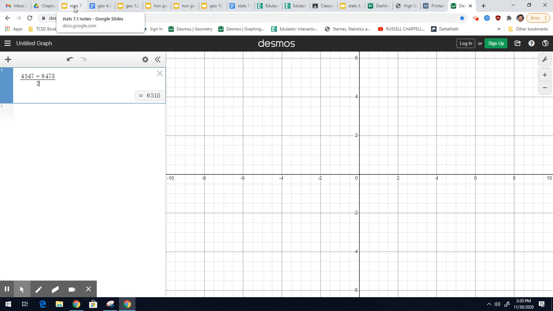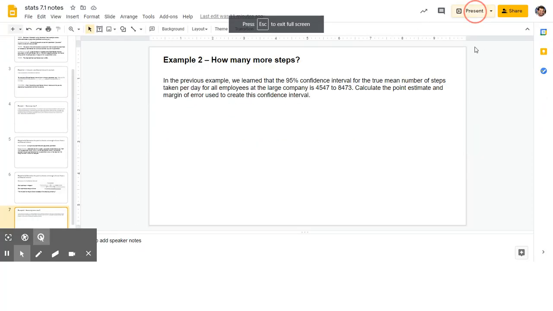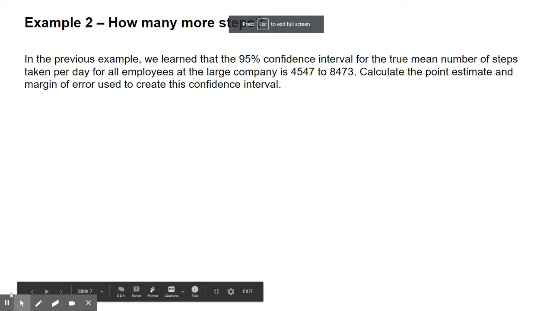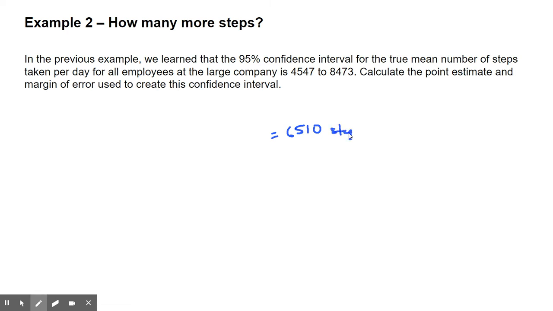So let's come back to our notes here. So the point estimate, I'm sorry that my stuff disappeared, but it's 6,510 steps. And again, make sure that number is in between your two endpoint values, right? If you were to subtract these and divide by 2, you get something in about the 2000s. That would not make sense because it's not in there. So make sure you add. Okay, and now to calculate the margin of error.